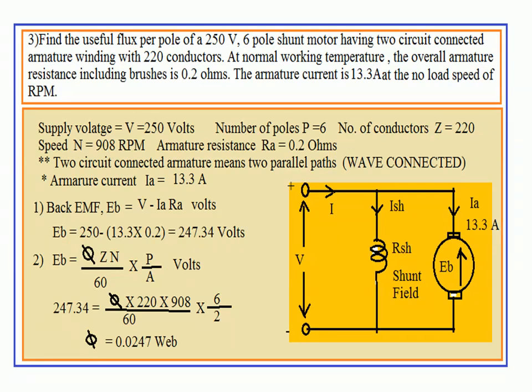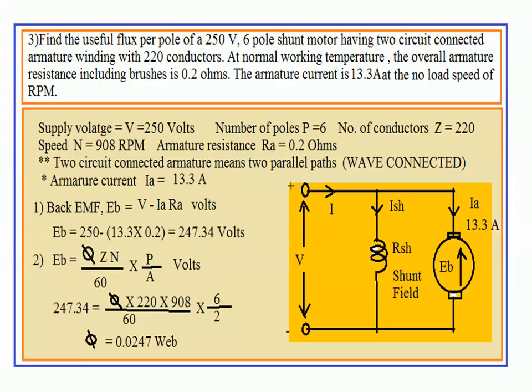Another problem, the third problem, is also given on a DC shunt motor. Already we know, you write down the data. Supply voltage is 250 volts, number of poles, RA, number of conductors, and speed are given, but only in the VTU question paper, something is given indirectly. Two circuits connected armature means the machine has two parallel paths, that is, wave connected. Hence, the number of parallel paths A equals 2.